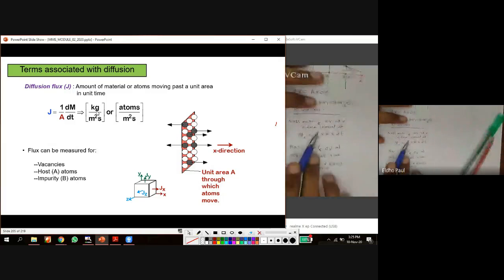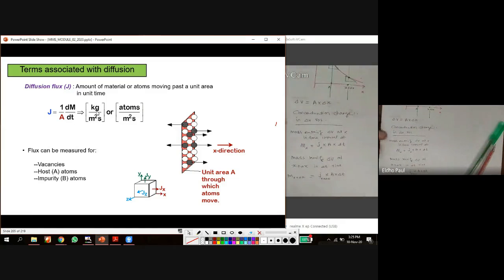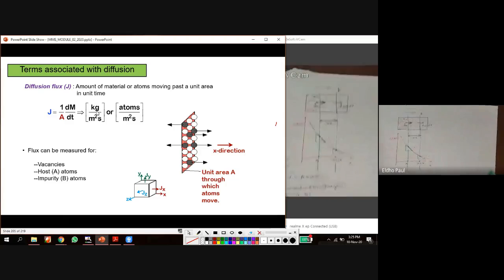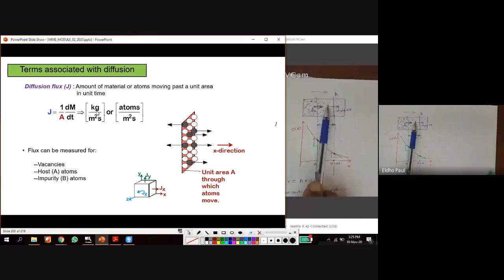If you take the difference between these two masses, that is the mass accumulated in that volume. The mass accumulated in this volume is equal to the mass entering minus the mass leaving. That is the amount of particles accumulated in this delta V. So next I am going to calculate that.